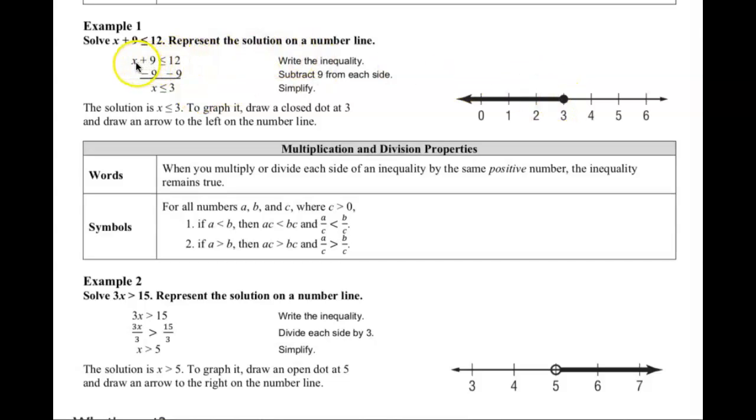In this first one, we have x plus 9 is less than or equal to 12. If we subtract 9 from both sides, that's the subtraction property of equality, we end up with x by itself is less than or equal to 3, because 12 minus 9 is 3. So over here, since 3 is a possible solution, where it says equal to, that is a solid dot, and then everything less than 3 is shaded in as a possible answer.